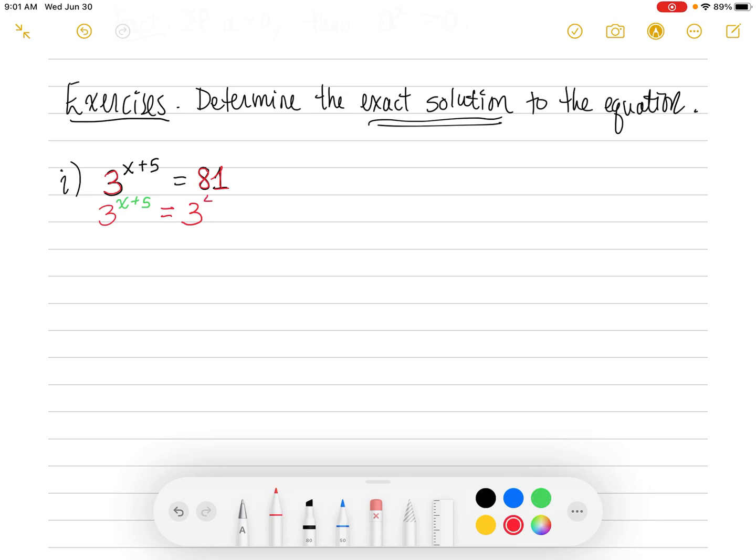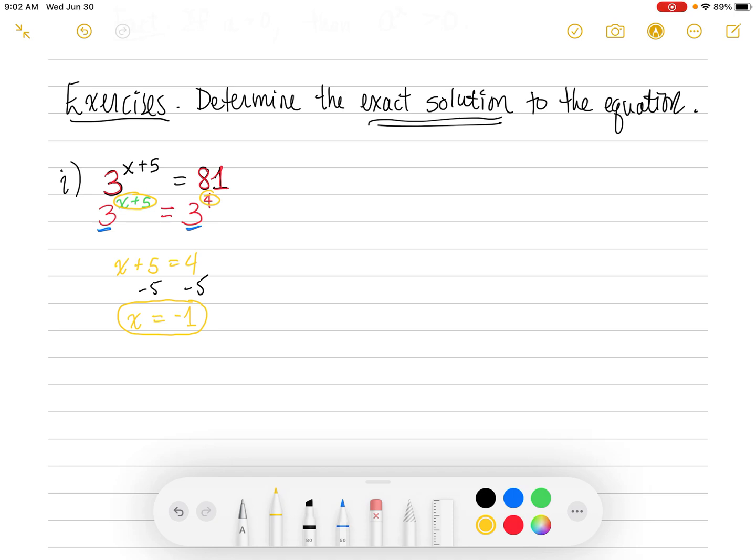So I'm going to copy down the left side as it is, 3 raised to the x plus 5. And on the right-hand side, I'm saying, okay, can I rewrite 81 as 3 to some power? Yeah, 3 to the 4th power, right? 3 to the 4th power is 81. So now that our exponential bases match, we have a base 3 here and a base 3 here, what we can do is match up the exponents. x plus 5 and set it equal to 4.